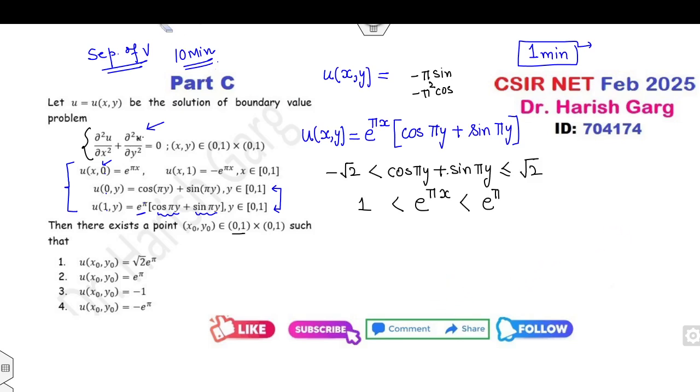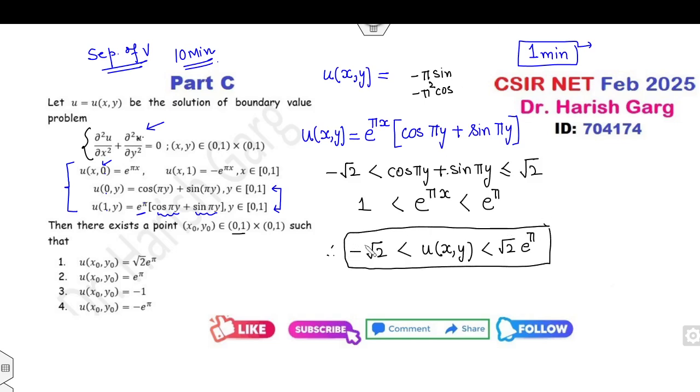Any doubt till here? So therefore, if you take the product, then it will be minus of root 2. It is the value of u(x, y) is less than root 2 e raised to power pi. Is it okay? Now that's over.